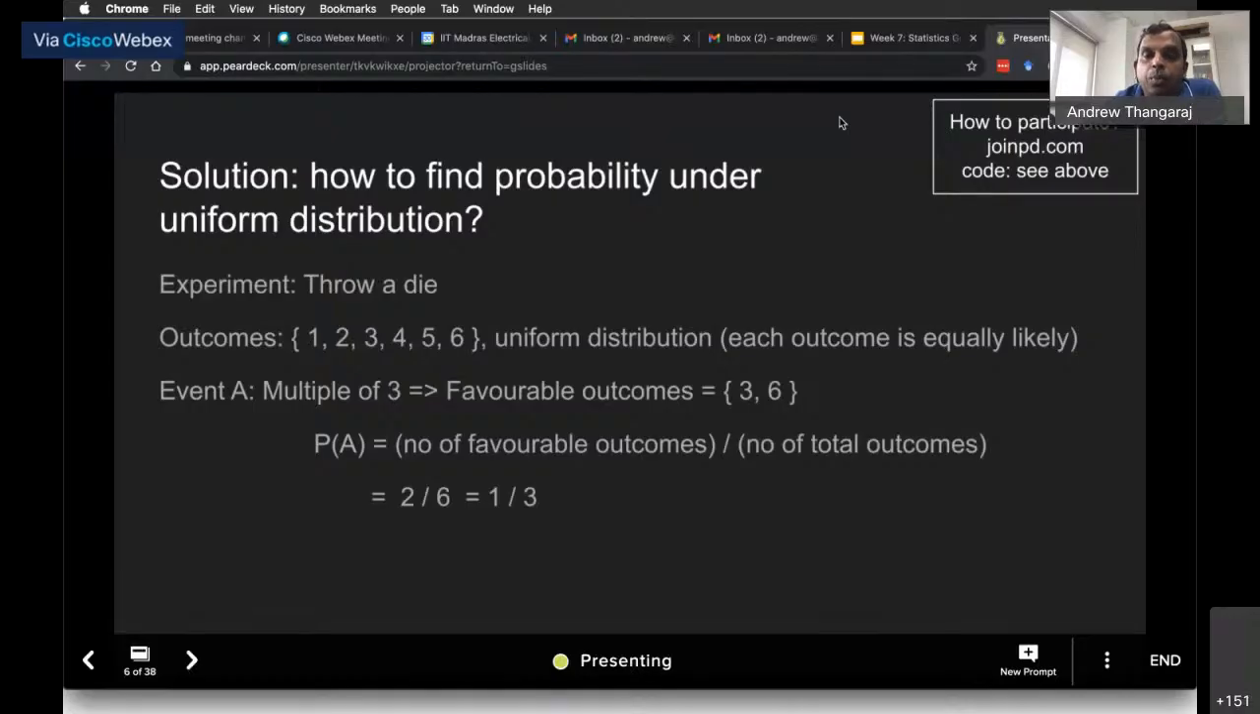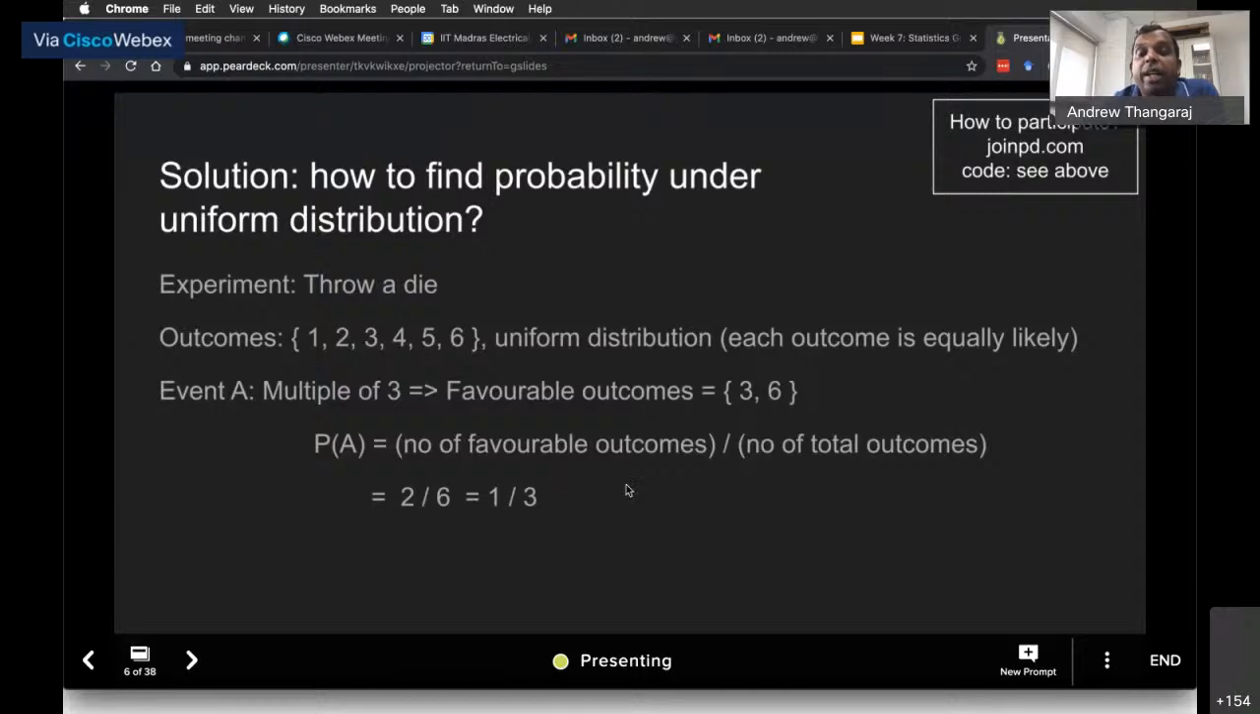The important thing is each outcome is equally likely. Just imagine a die being thrown. There are 6 outcomes: 1, 2, 3, 4, 5, 6, all equally likely. Once you know that, computing the probability of any event is easy. The event here is that the number you see is a multiple of 3. The multiples of 3 in this list are 3 and 6. So the number of favorable outcomes is 2, the total number of outcomes is 6, and 2 by 6 is 1 by 3.